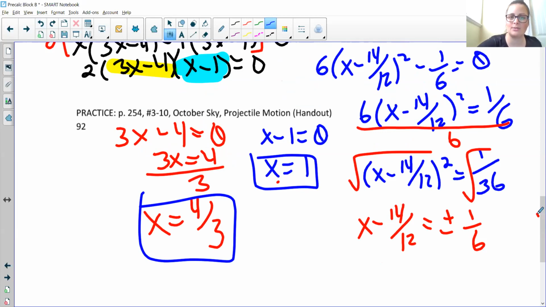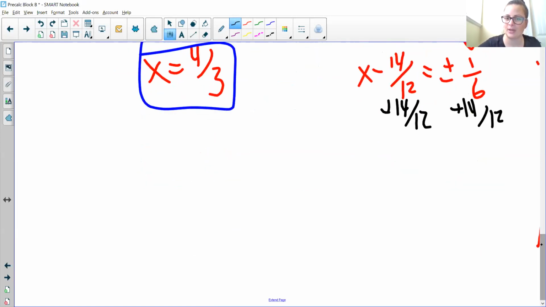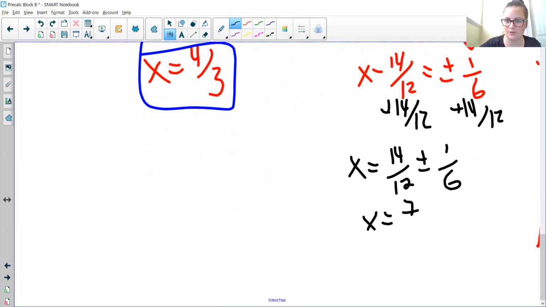I'm then going to add 14 over 12 to both sides. Now I'm going to get x equals 14 over 12 plus or minus 1 over 6. And I can simplify 14 over 12 to 7 over 6, plus or minus 1 over 6. And now I have two possibilities.